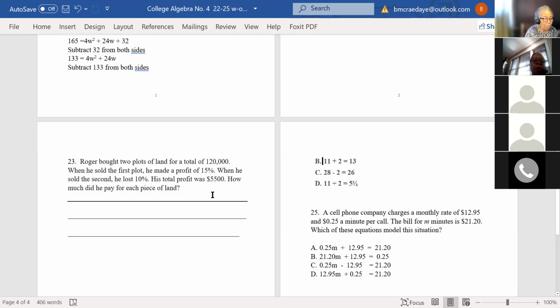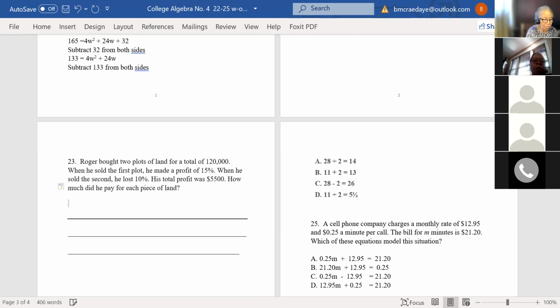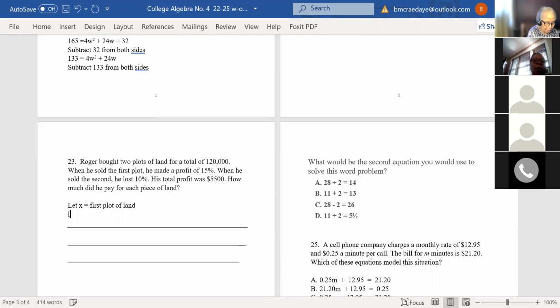Yep. Okay, so we've got to put some variables here. So let X equal what, Latoya? 120. No, first plot of land. Yeah, we don't know what he spent for each plot. So we've got to put some variables here and see if we can solve for it. Okay, let Y equal second piece of land. Right, the second plot of land.